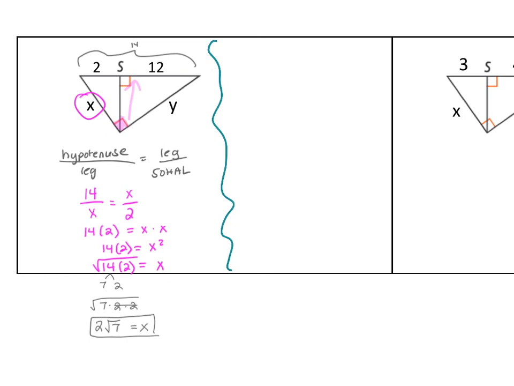All right, now do the y. So hypotenuse is what? 14, still 14, it stays the same. Now the y is the leg I want to solve for. Y repeats. The segment of the hypotenuse that's next to the y is 12. So I get 14 times 12 equals y squared.